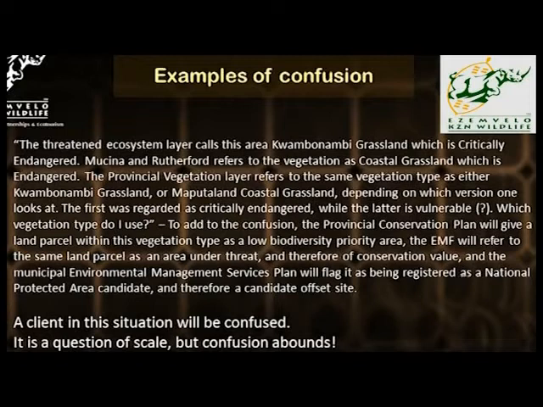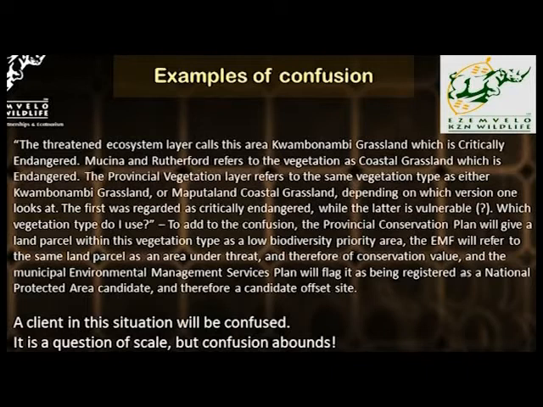Okay, examples of confusion. I really thought that I'd be very quick, but clearly I'm not. So I'm going to read this because this is an actual call I got that I recorded for posterity. The threatened ecosystem layer calls this area Kwambanambi grassland, which is critically endangered. Messina and Rutherford refers to the vegetation as coastal grassland, which is endangered. The provincial vegetation refers to the same vegetation type as either Kwambanambi grassland or Maputoland coastal grassland, depending on which one you look at. The first was regarded as critically endangered, and the latter as vulnerable. What am I supposed to use?